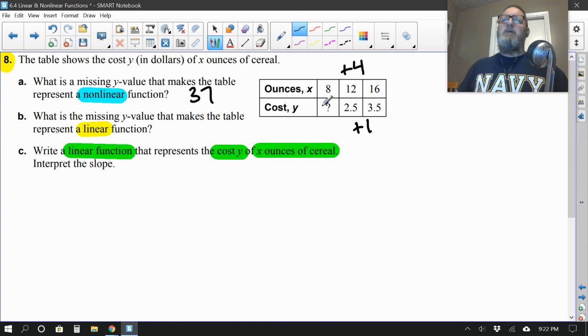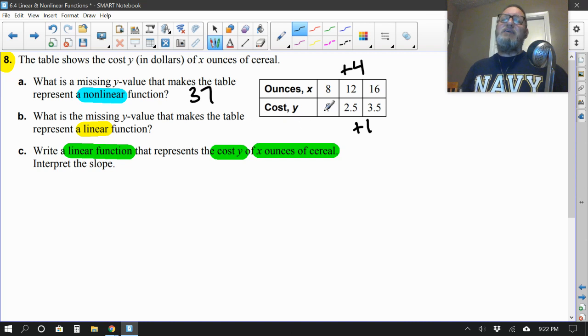There we go. If I put a 37 here and graphed these 3 points on a piece of graph paper, it would not be a straight line. So basically any number, then the right answer would make this nonlinear. Okay, part B. What is the missing y value that makes the table represent a linear function?